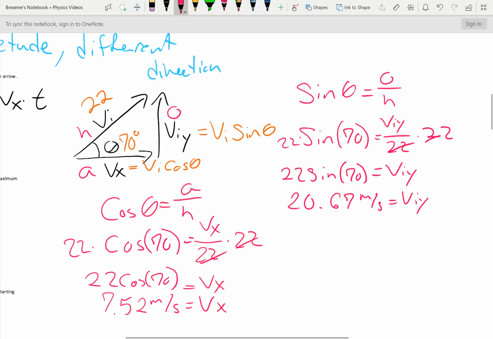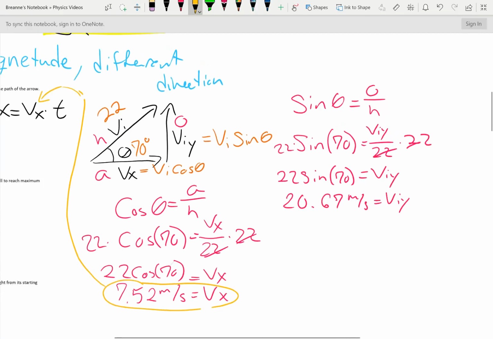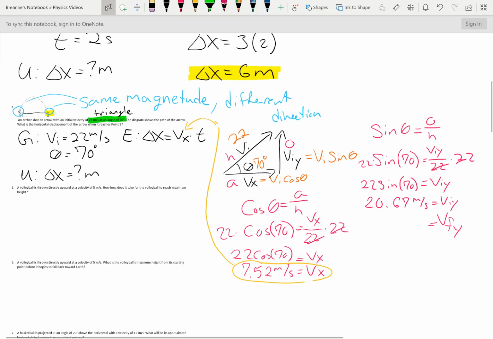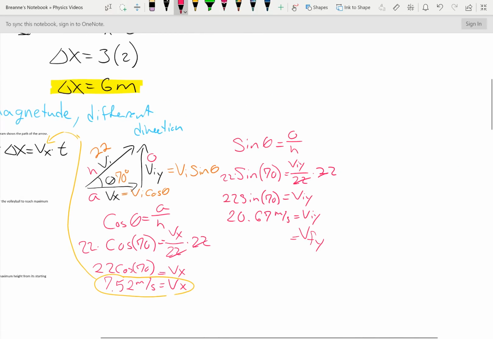So we just figured out our velocity in the x. That's going to go there. But we still need time. Since we know our initial velocity, we also know our final velocity, right? Because of this statement right here: same magnitude, different direction. So our final velocity becomes a negative 20.67 meters per second.